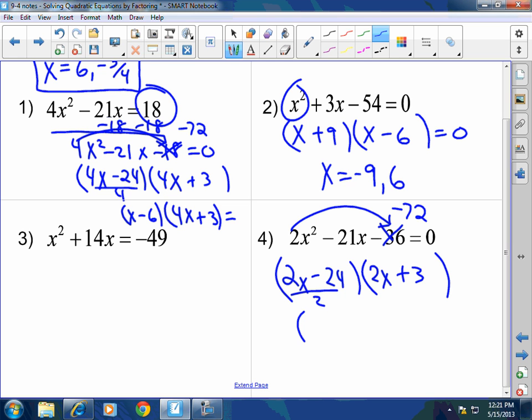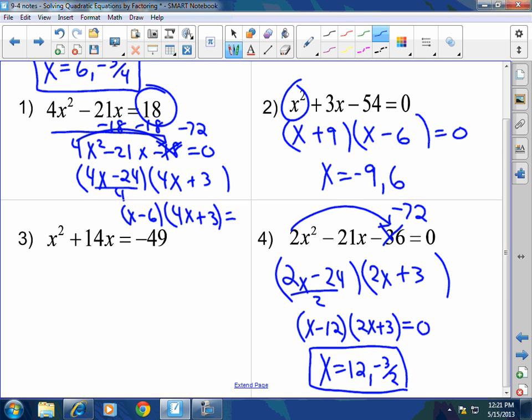Factor out the 2. So I got x minus 12 times 2x plus 3 equals 0. What are my solutions? 12 comma negative 3/2. Does that make sense, my brothers? Yeah. We promise. Yes, sir.